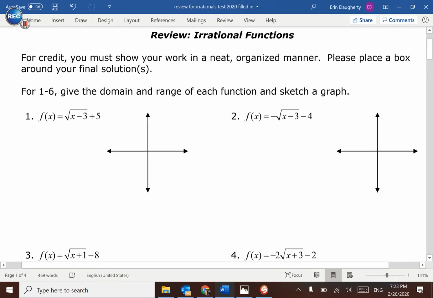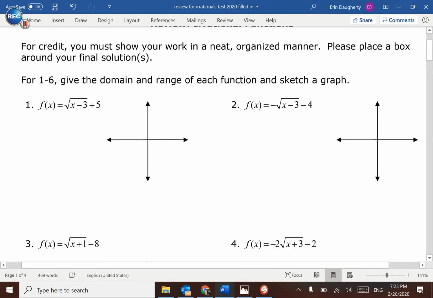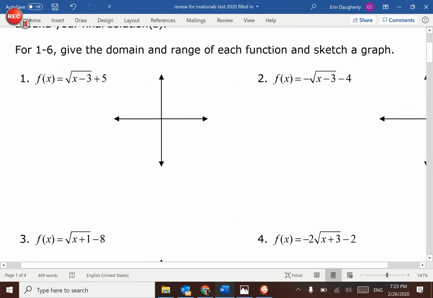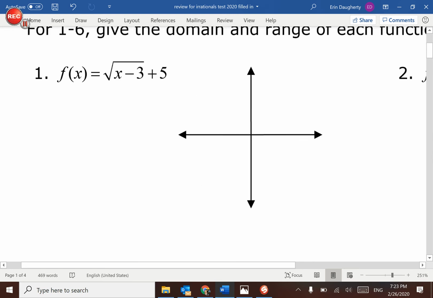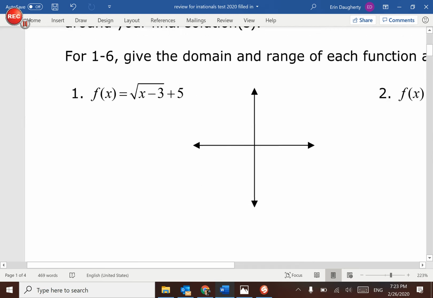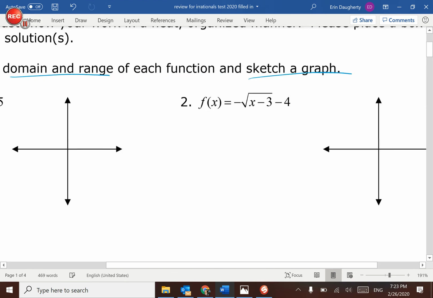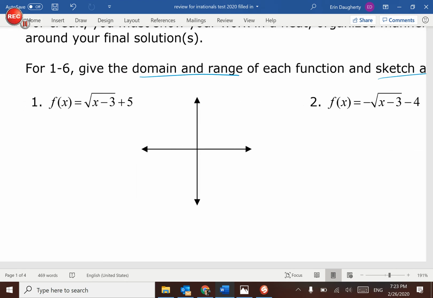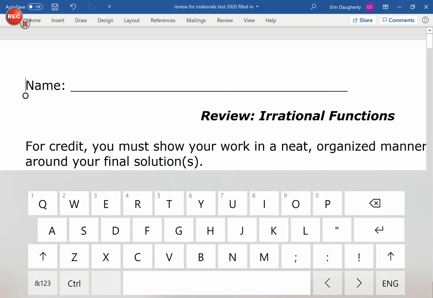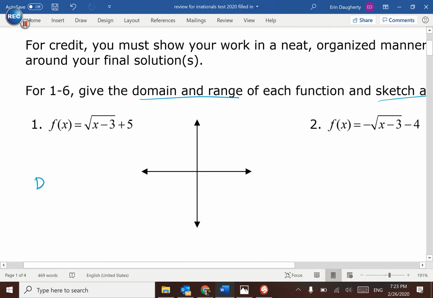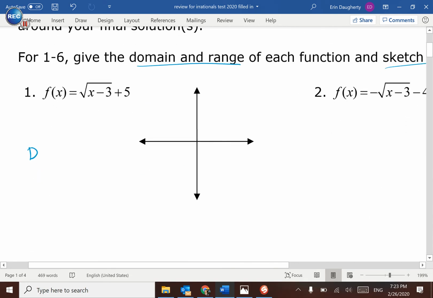Okay, so let's go ahead and take a look at the reviewing irrational functions review. So the first problem that we're going to take a look at is number 1. Now with number 1, we've got some parameter changes that we need to address, and I also need to give the domain and range of each function and sketch the graph. So those are the two things that I'm asked to find. So I'm going to go ahead and write domain and range in order so I don't forget those two things after I'm finished.